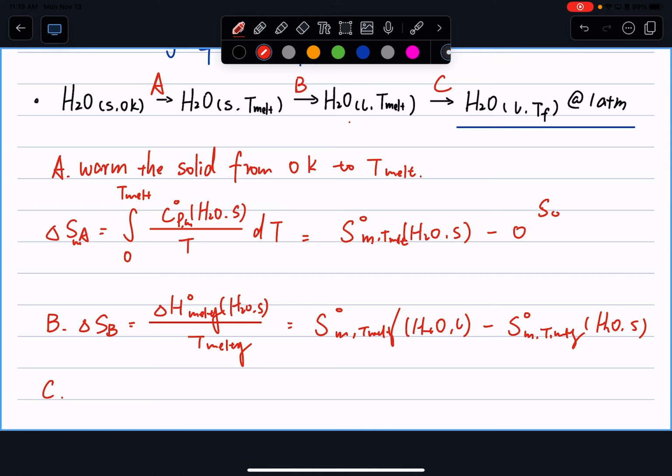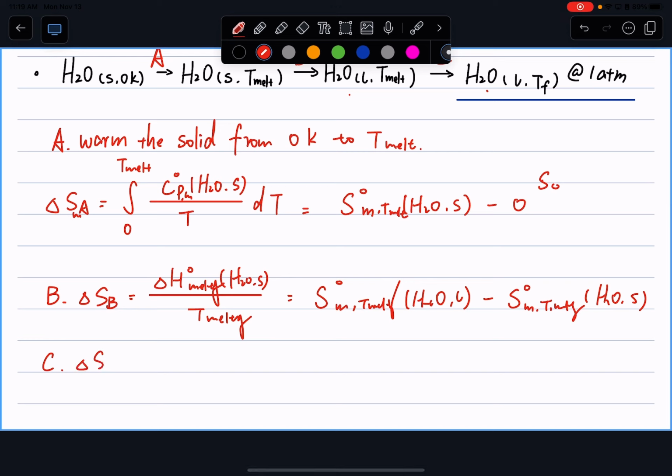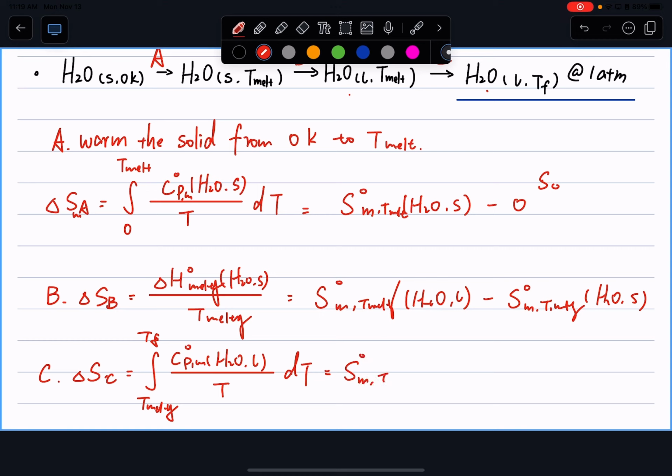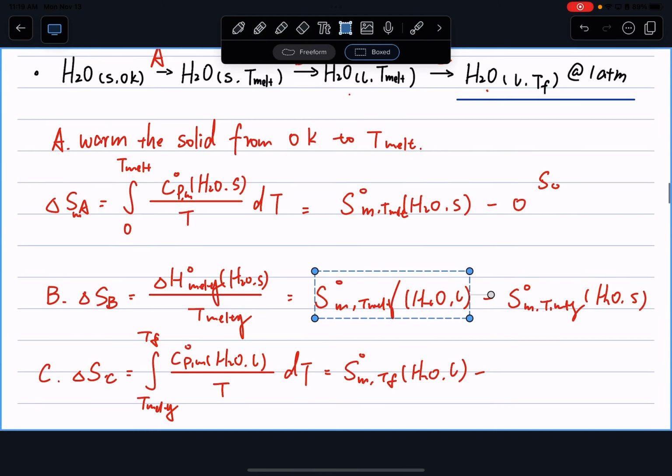Likewise, we have C, which is warming of the liquid water after it melted. So delta S_C equals, again, an integral between T melting and T final of C naught PM of H2O liquid over T dT, and that's S naught M at T final of H2O liquid minus this term here.